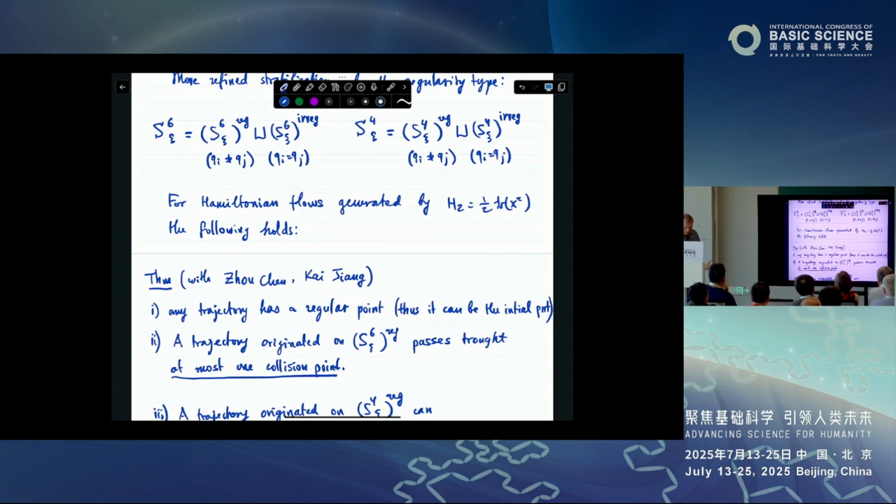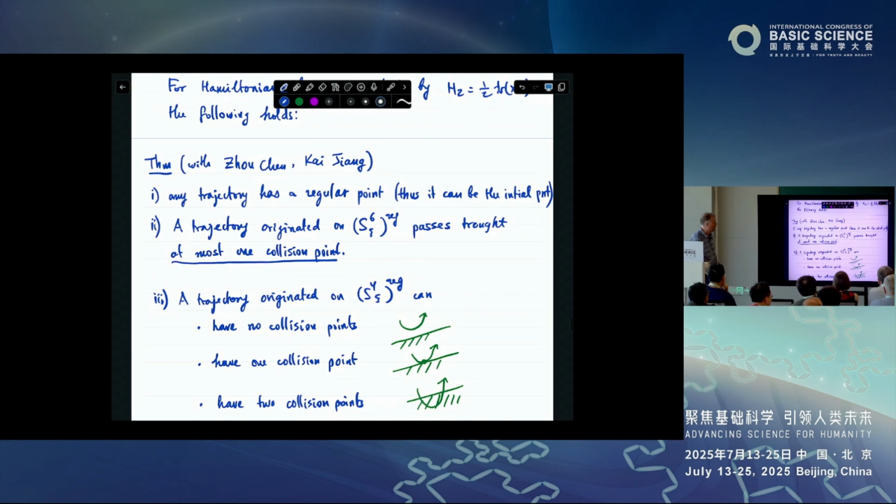So here's the structure of the trajectories in this case. Every trajectory has a regular point. A regular point meaning Qi is not equal to Qj. So we can start from the regular point, any trajectory. Now suppose that we started in the regular point, then there are three possibilities. Basically all kind of reasonable possibilities.